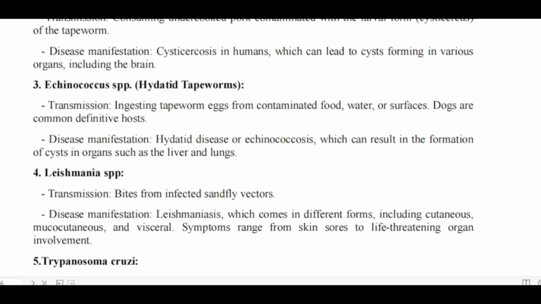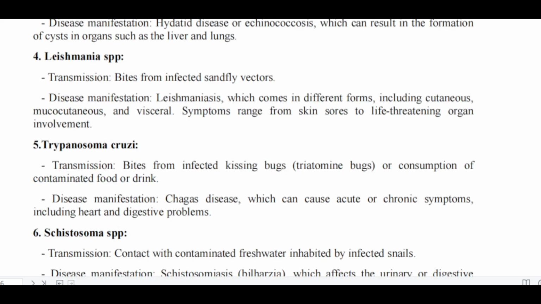You also have Leishmania species, which is transmitted by sandflies. And then the disease manifestations include the cutaneous type, the mucocutaneous, and the visceral.